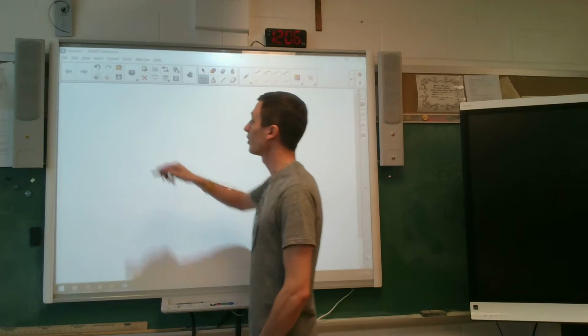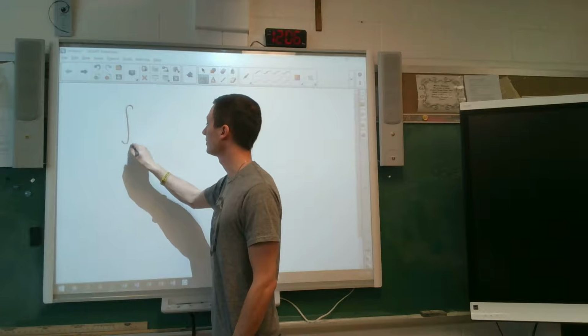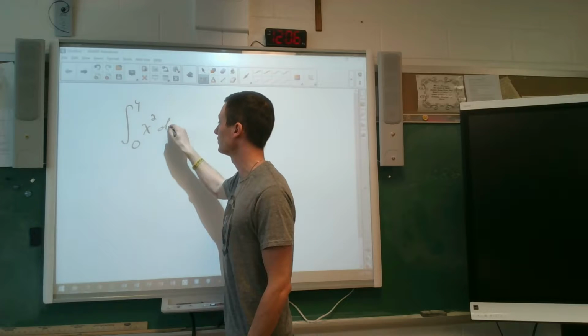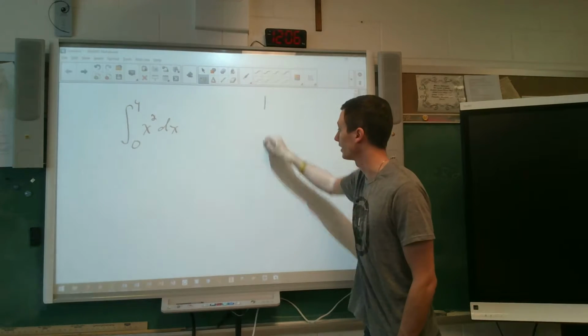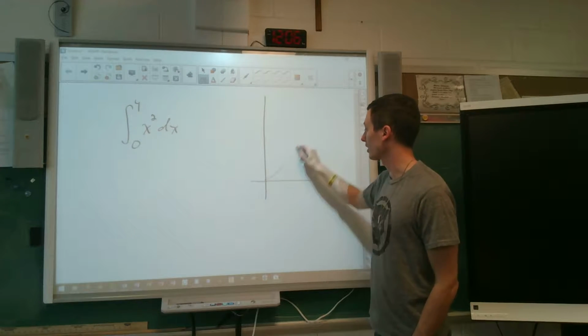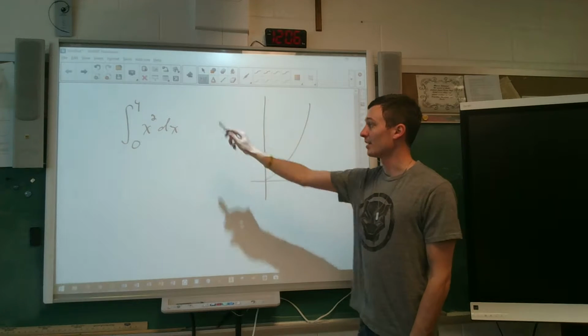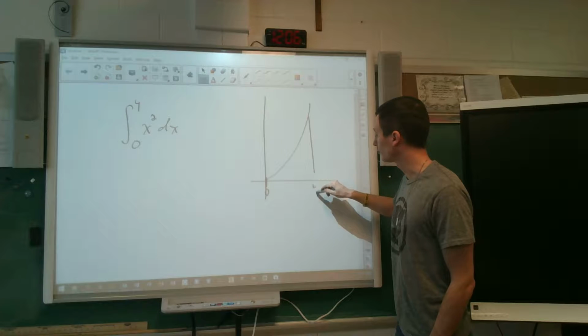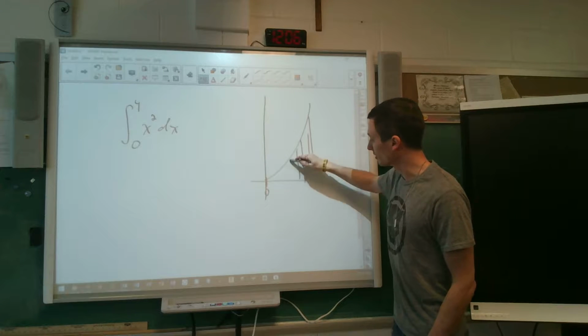So maybe I wanted to look for the integral from, let's say, 0 to 4 under the curve of x squared dx. So first of all, what is this going to look like? Well, x squared is just a regular parabola, so it's going to look something like that. And the 0 to 4 means I'm looking for the area between 0 and 4. So I'm looking for all this area.